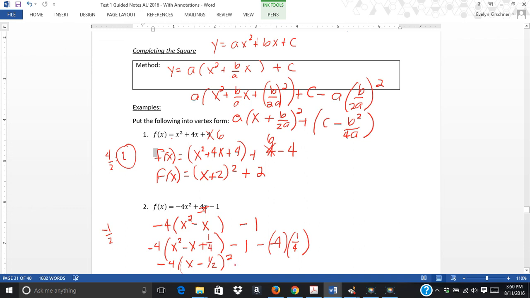It actually ends up being plus 0 again, because this is negative 1, and this here is negative 1 that becomes plus 1. Negative 1 plus 1 is 0. And then I would have a vertex at 1/2, 0, and I would have a stretch factor of negative 4.